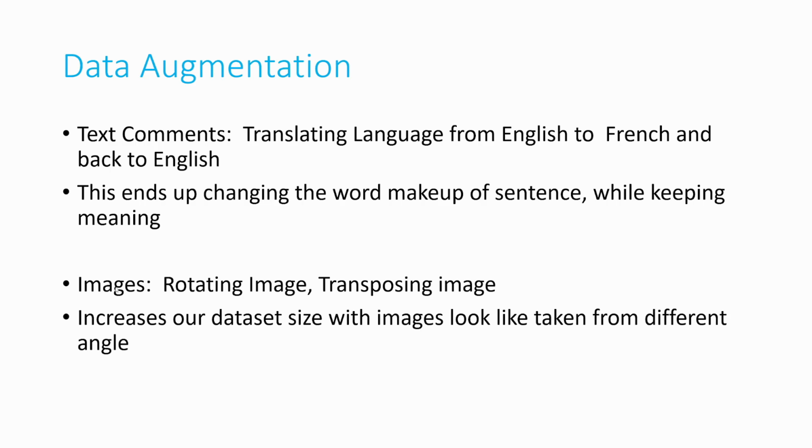And for our computer vision problem, we'll increase the data size by taking images and applying a rotation and a random transpose. This will have the effect of creating new images that look like they were taken of the same object but from different angles.